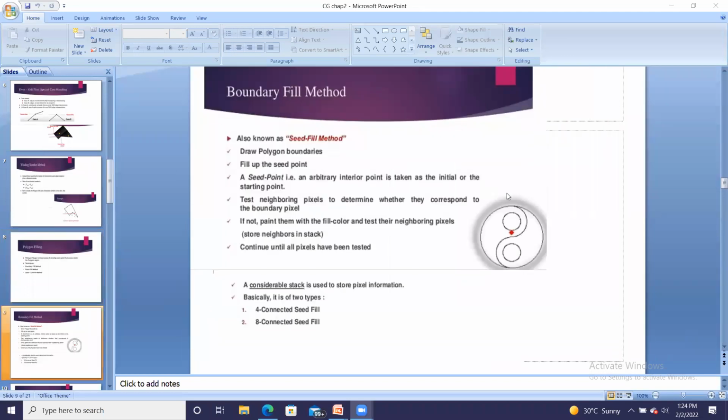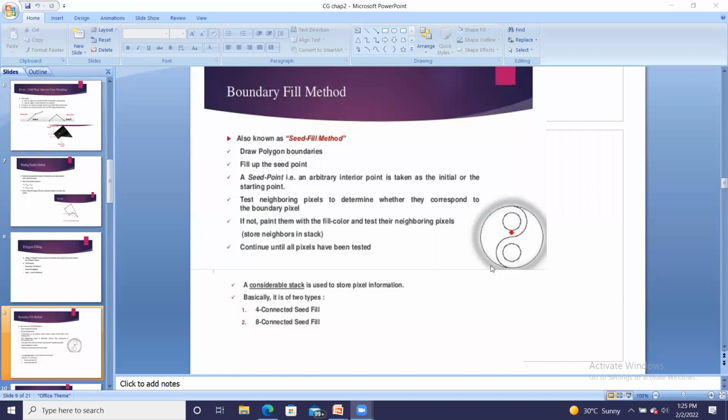Okay, so boundary fill method, this is also called as seed fill method. Seed, what is the meaning of seed? You know what is seed? So in any fruit, the seed is lying inside, right? The same concept is used in this algorithm. It is considering the inside pixel, which is considered as seed of that polygon.